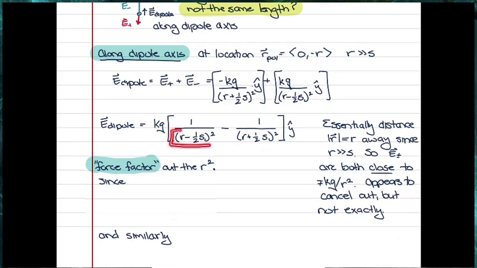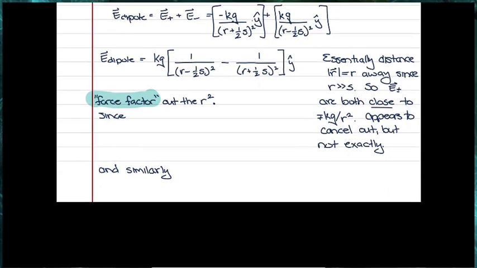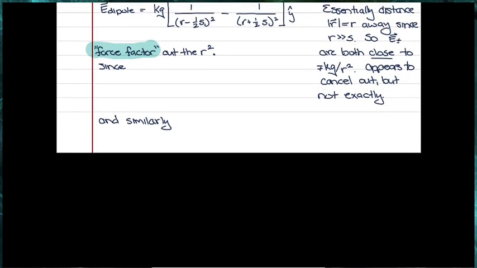Now how do I factor out an r squared from this thing, or this thing? Well, you just kind of force it. You make it work. Let me do the plus first: r plus 1/2 s is the same thing. I can always multiply and divide by r. So that's the same thing as r plus 1/2 r over r times s.